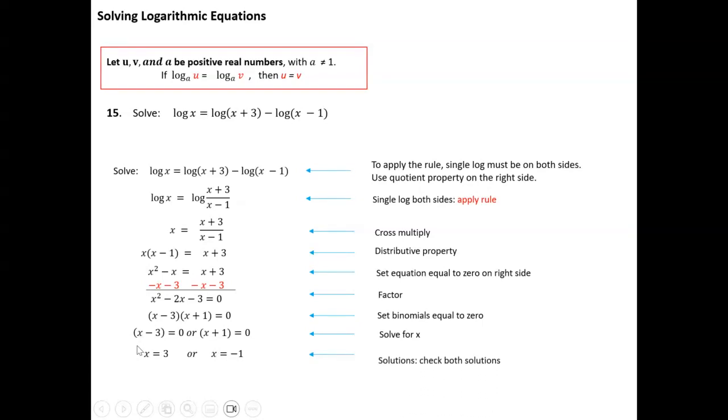Now we get to check our work. One thing that you have to remember, the logs cannot be negative, right? For example, if we plug in negative 1 for every x, on the left side this is undefined, and also the last one. So this is not defined, so that means they cannot be the solution.